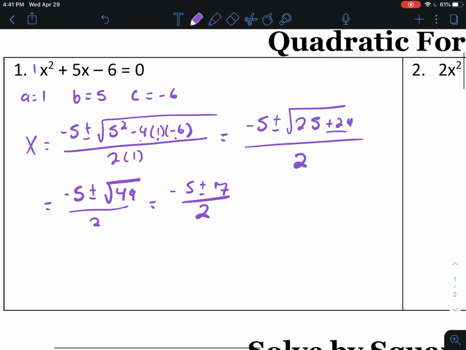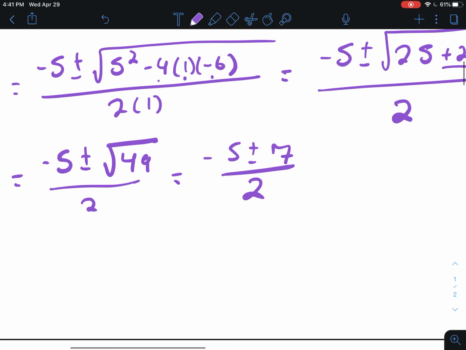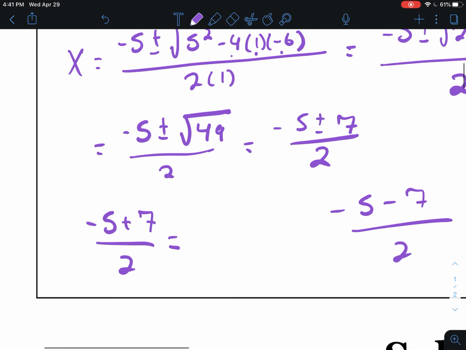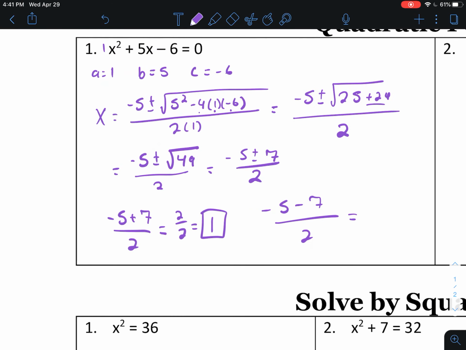And then from here, this is when we split it up into its two different cases, right? So we have negative 5 plus 7 divided by 2, that gives us a number. And then we have negative 5 minus 7 divided by 2, which gives us a number. So negative 5 plus 7 would give us positive 2 divided by 2, which is 1. Negative 5 minus 7 is going to give us negative 12 divided by 2, which would give us negative 6. So the two answers for this question are 1 and negative 6.